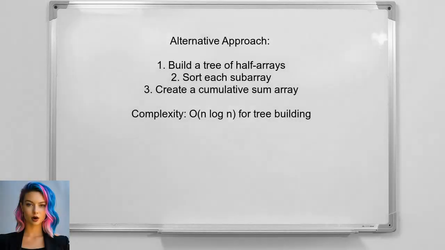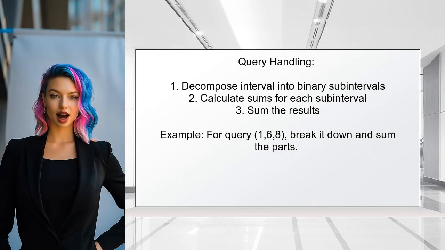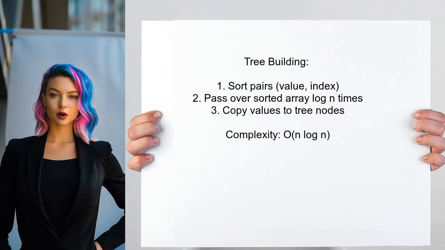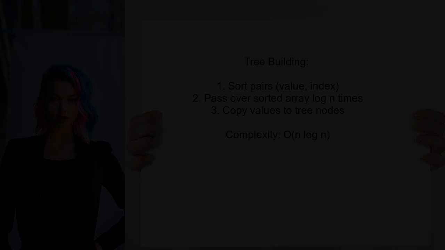An alternative approach suggests decomposing the problem differently by building a tree of half arrays. Each subarray is sorted, and a cumulative sum array is created for efficient querying. For each query, you can decompose the interval into binary subintervals. This allows you to find the sum for each part separately and then combine the results. The initial tree building can be done in O(n log n) by sorting pairs of values and indices, then populating the tree nodes efficiently.